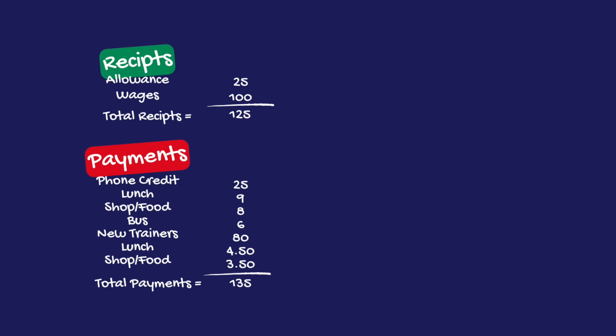So we can see here circled are our total receipts, which is what we received, and this was €125. And our total payments, which is what we spent, is €135. So we'll just write this over on the right hand side.